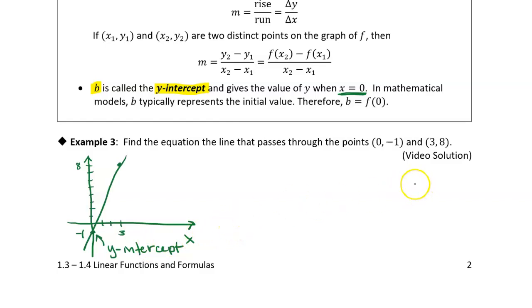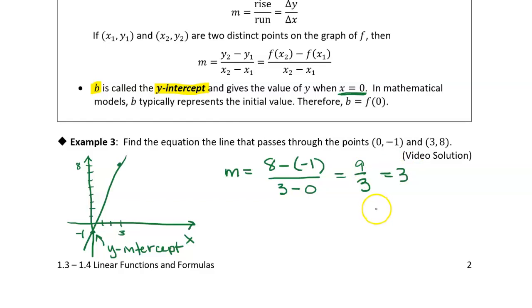Now the slope we can calculate from the 2 points. So slope is equal to the change in y over change in x. The change in y is 8 minus negative 1, so actually the total change is 9, over 3 minus 0. Okay, so we have a change in x of 3. So we increased x by 3, and we also increased y by 9. So we get 9 over 3, which is just 3.